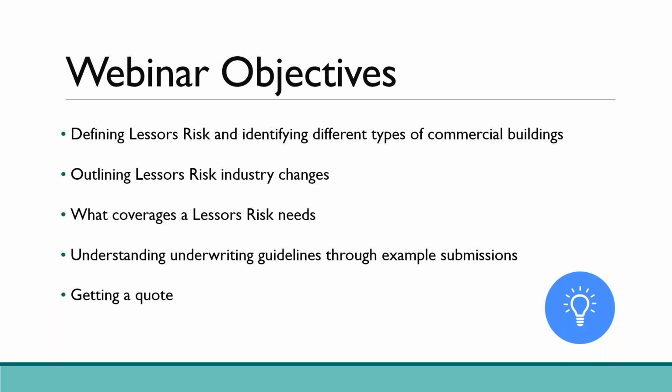So we'll define the types of commercial buildings. We'll outline pretty much all the industry changes that I've been seeing, what type of coverages an LRO needs, and then we're going to do some underwriting examples through actual submissions that I've worked up, so you guys can get an idea of how I quote and what information we're looking for. And then lastly, the information that will be needed in order for me to offer you guys a quote.